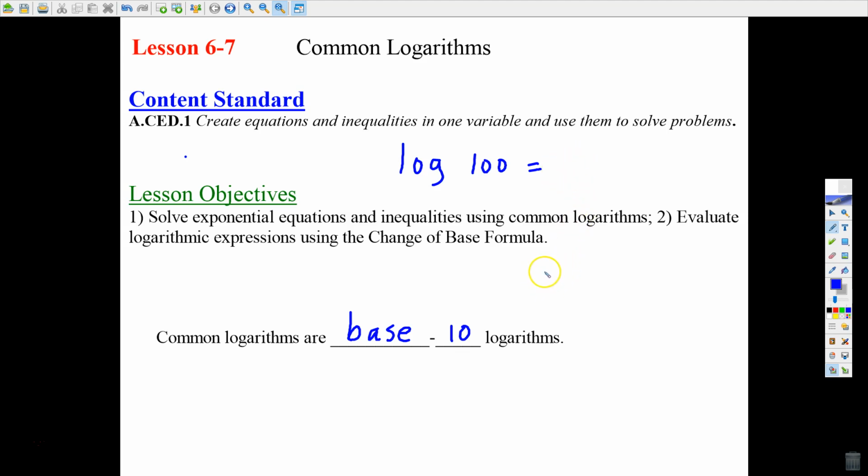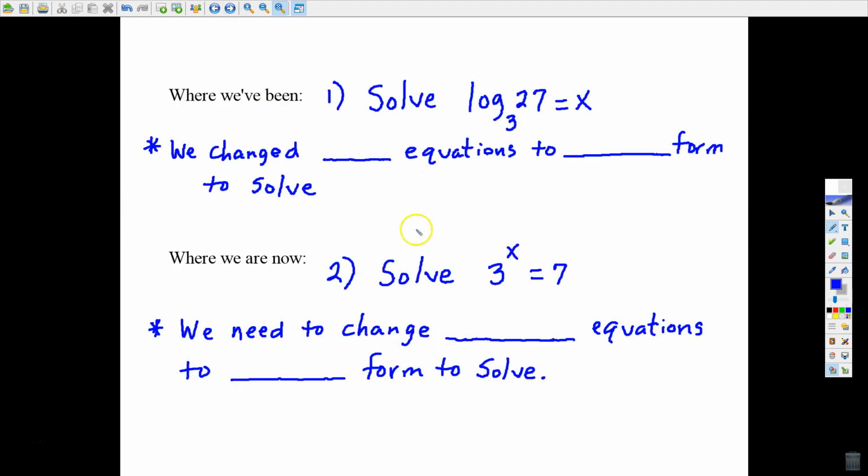10 to the what power would equal 100? Yeah, so my answer is 2. Give me the one-word definition of a logarithm. An exponent. All right, so in exponential form, this literally means if I take a base of 10, I have to raise it to some power to make it equal 100. And you just told me that that power is 2. That's what it means to evaluate a log. And today's lesson is all about base 10 or common logs.